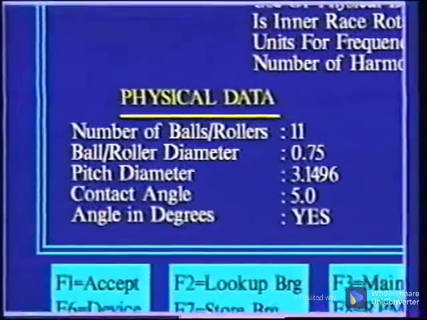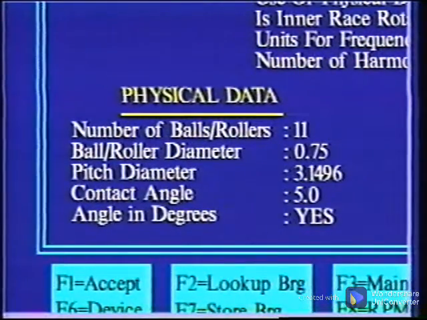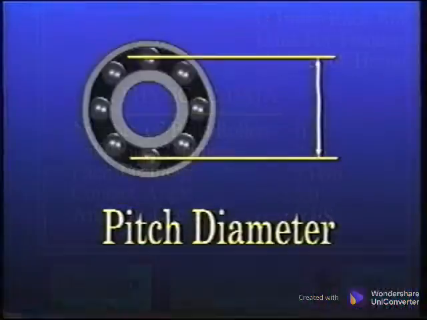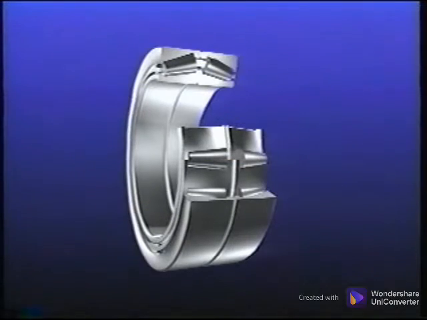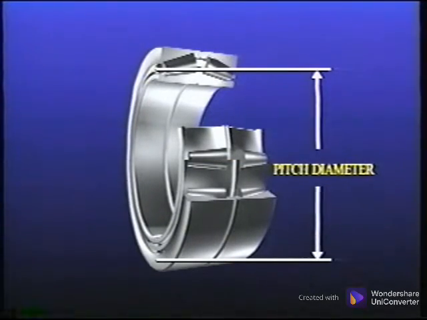4 pieces of information are needed for the frequency calculations. They are the number of balls or rollers, the diameter of the ball or roller, the pitch diameter, and the contact angle. The pitch diameter is the measurement across the bearing from the center lines of the balls or rollers. Tapered bearings are measured in the same way, through the center line of the rollers.